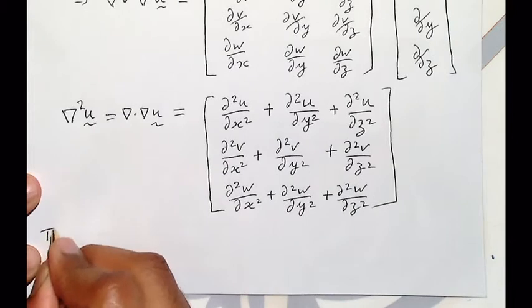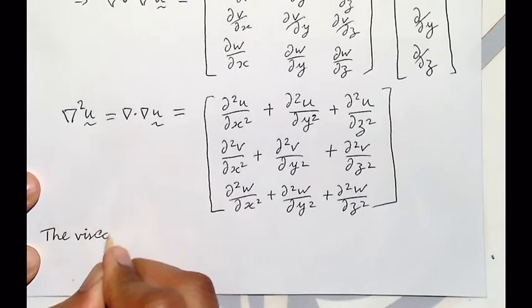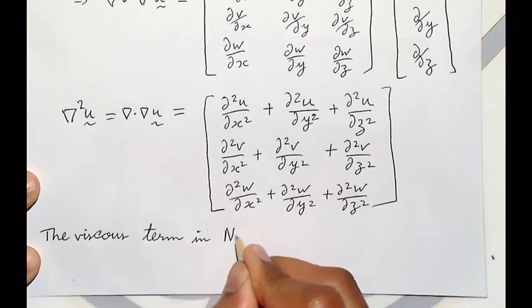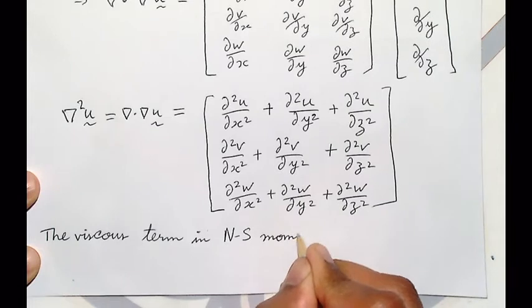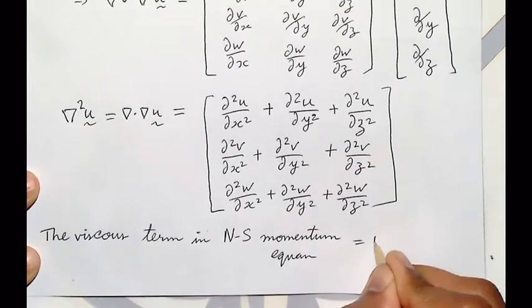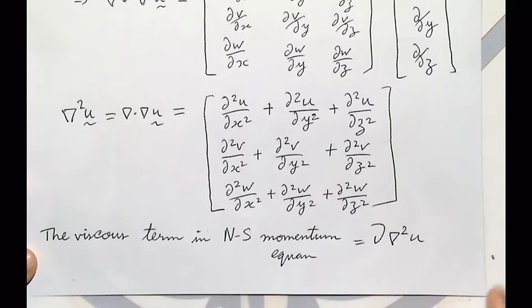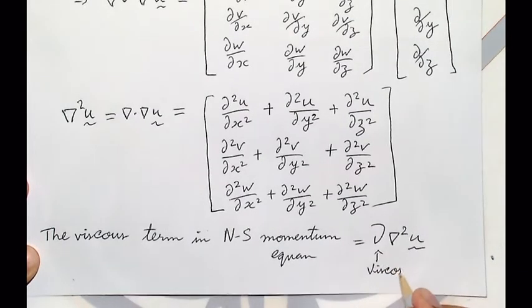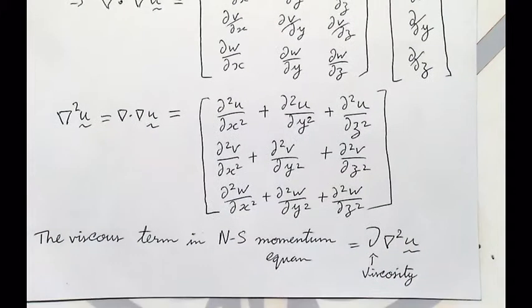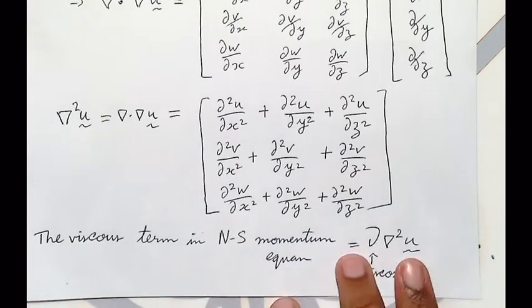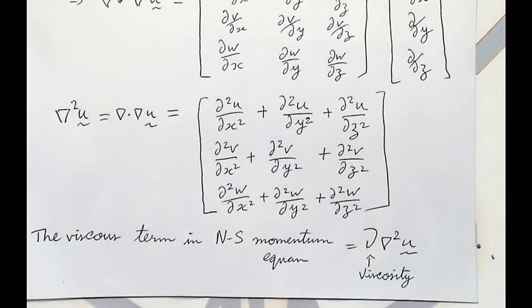So the viscous term in the Navier-Stokes momentum equation is nu times the Laplacian of u, where nu is the viscosity. All right. So you've already figured out how to write this sort of hidden arcane term, expanding it out into very nice simple derivatives.